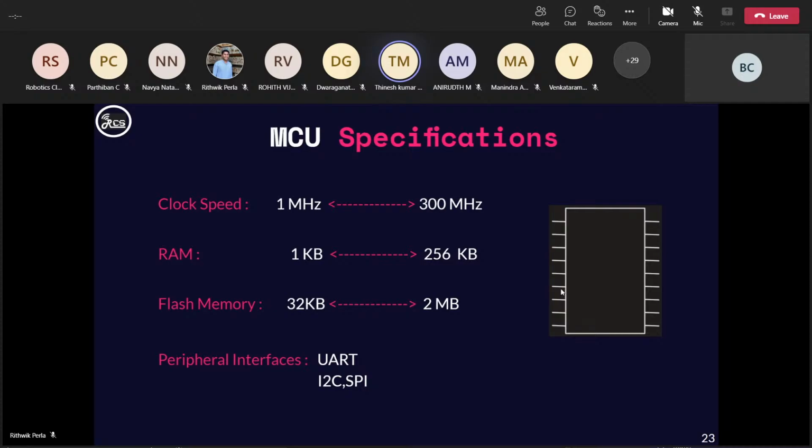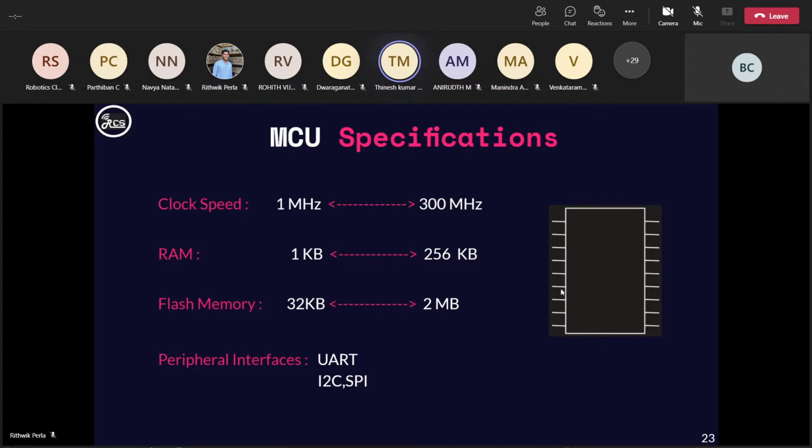And the clock speed is 1 megahertz to 300 megahertz. You might be wondering why a microcontroller has such low specifications. I think I have answered this already. Can someone give an answer why these specifications are much lower than the microprocessor's? I've already told you in the previous slides. Come on, as it's going to do only one work, that specific work. Exactly correct. What's your name? Raghunath. Okay, that's correct.